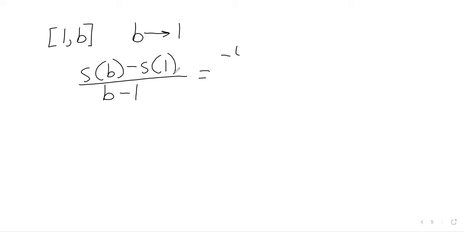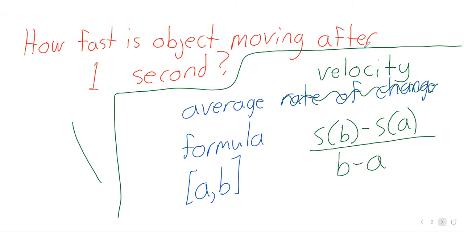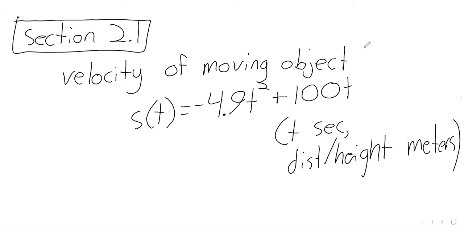Well, S of B is -4.9 B squared plus 100 B, just taking this formula and plugging B in there. S of 1 is something I should be able to do in my head. 100 minus 4.9. 100 minus 4 is 96, minus another 0.9 is 95.1.